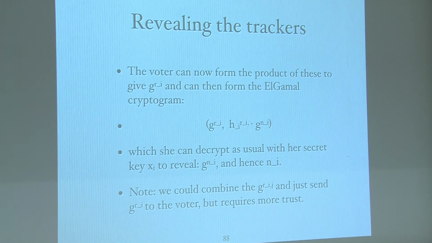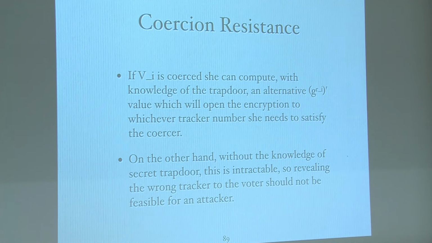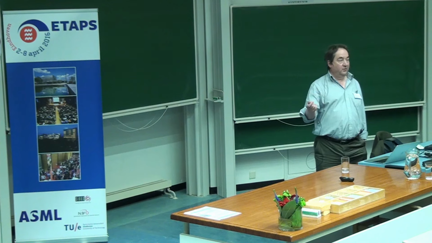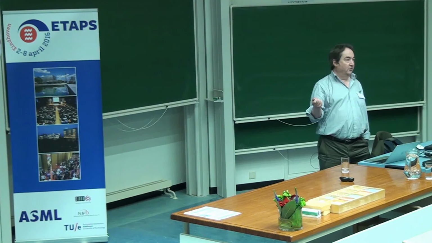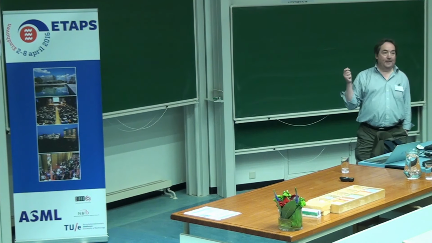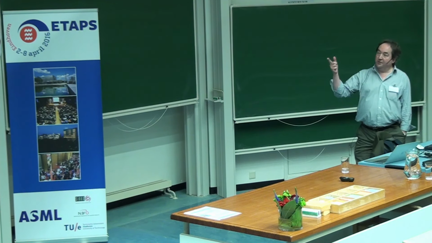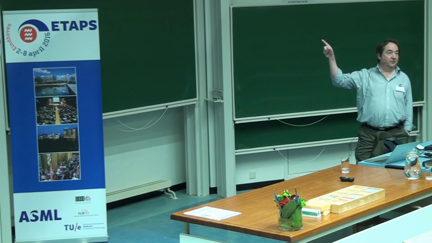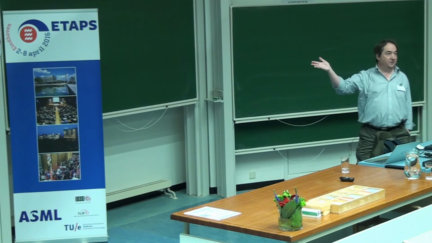And what's nice about this construction is there are two aspects to this. The obvious question to ask is, can't the system cheat, fool the voter by sending the wrong g to the r_i to them? Well, it turns out that should be intractable, because if you don't know the trapdoor, it should be intractable to compute an alternative g to the r_i which will open up that encryption to an alternative valid tracker.